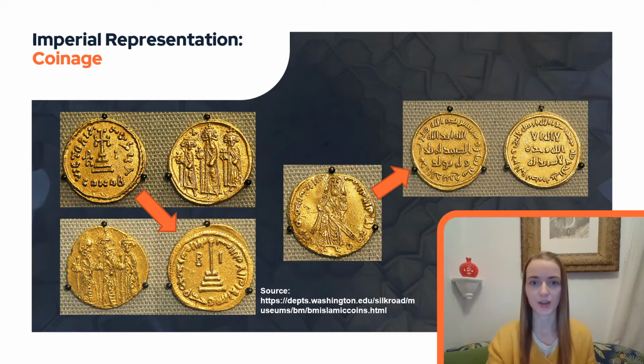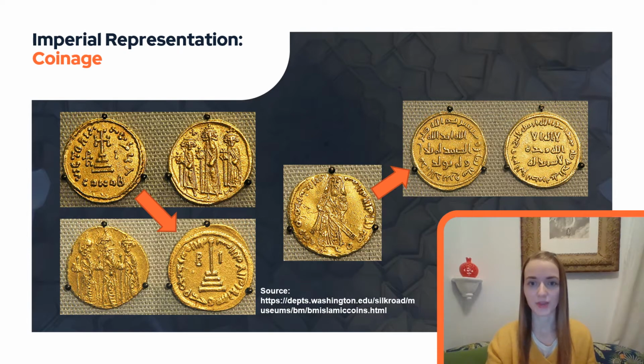Here you can see on the upper left a Byzantine coin showing 3 figures and a cross on the back. These depictions were altered under the Umayyads, as you can see at the bottom. The crosses were removed, but the overall look retained. Now you can see a sort of pole on a platform surrounded by Arabic script.